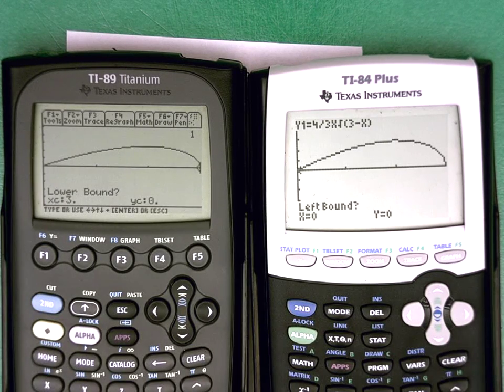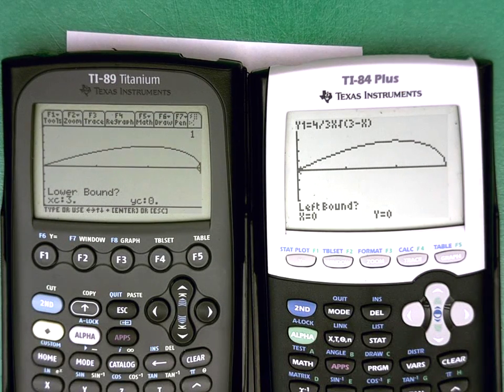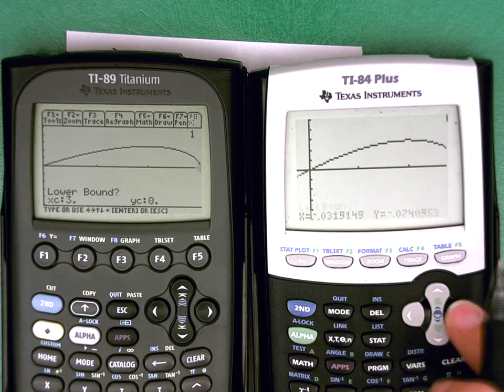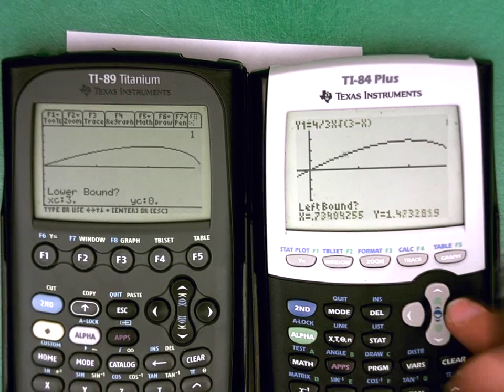And it's going to cue me for a couple of pieces of information. On the 89, it's expressed as a lower bound. On the 84, it's expressed as a left bound. They mean the same thing. It just means go left of the point you're trying to find. And so I'm trying to find that point right there. It's around 2. And so I'm going to go ahead and move left of there. So kind of right around here.